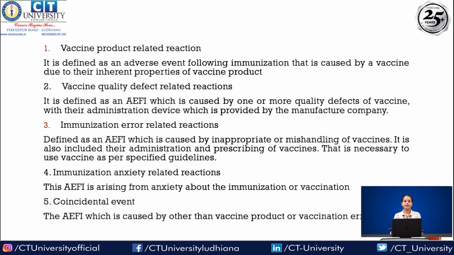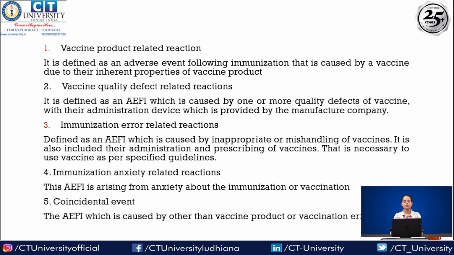So these are the 5 classifications of adverse event following immunization. First is vaccine product related reaction. This is defined as the adverse event following immunization which is caused by a vaccine due to the inherent property of the vaccine product. Second is quality defect related reaction, which means the quality of the vaccine is not optimum or not up to the mark, so that's why it leads to certain adverse events.